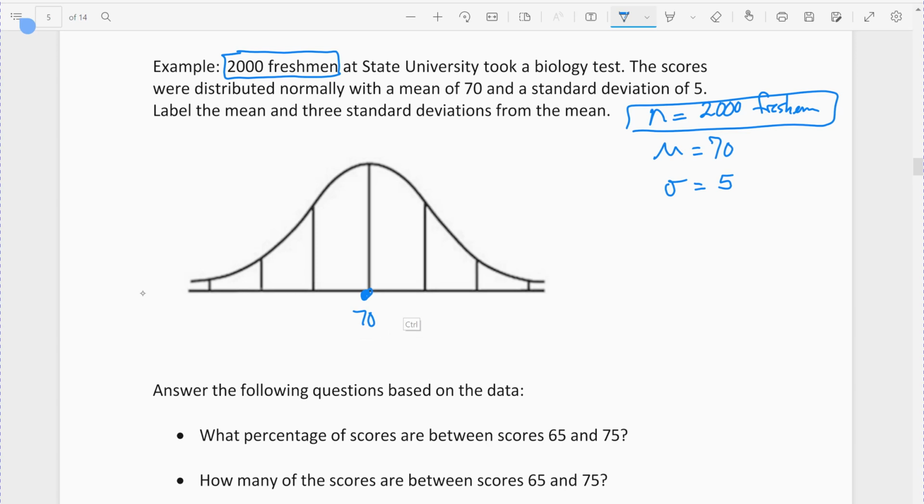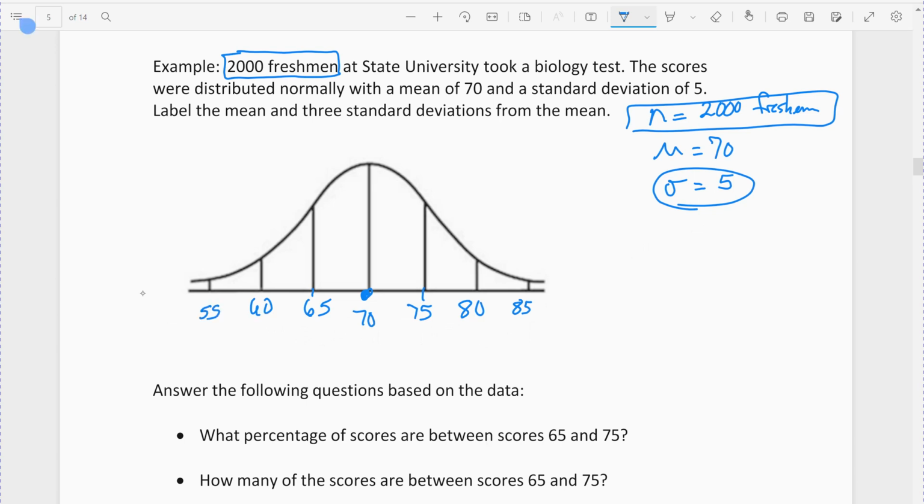Then I'm going to go up. These represent my deviations. This represents the first deviation, so I'm going to add one deviation. My deviation is 5, so this goes up to 75, down to 65. Now I'm going to add two deviations, going up by 5s. So this goes up to 80, and this goes down to 60. And then the last deviation, 85, down to 55.